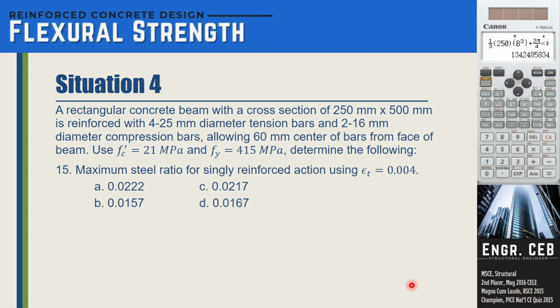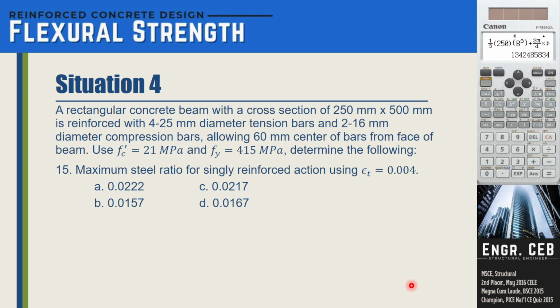A rectangular concrete beam with a cross-section of 250 mm by 500 mm is reinforced with four 25 mm diameter tension bars and two 16 mm diameter compression bars, allowing 60 mm center of bars from face of beam. Determine the maximum steel ratio for single reinforced action using strain of 0.004.